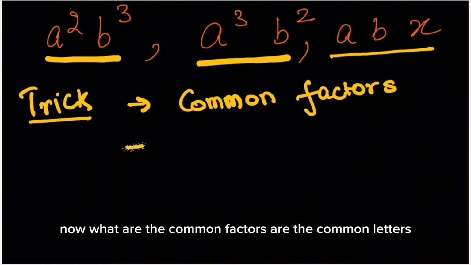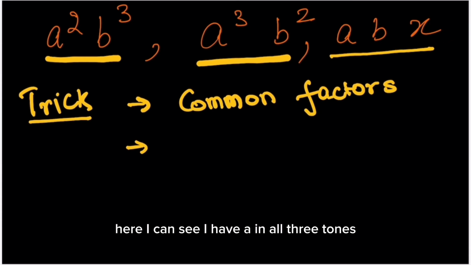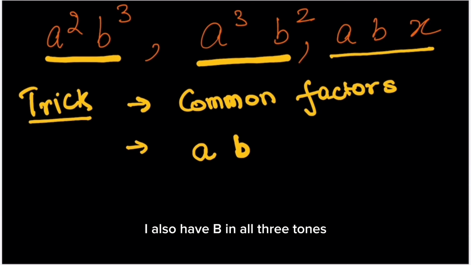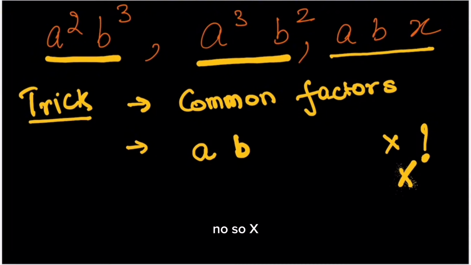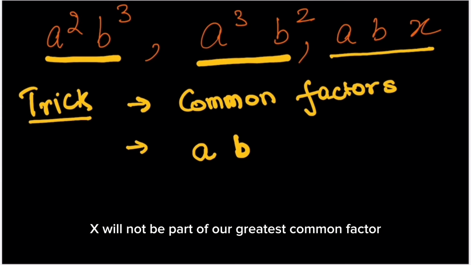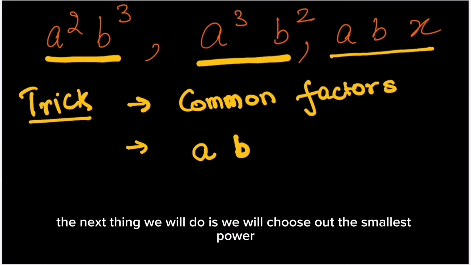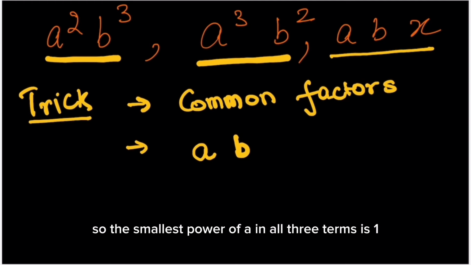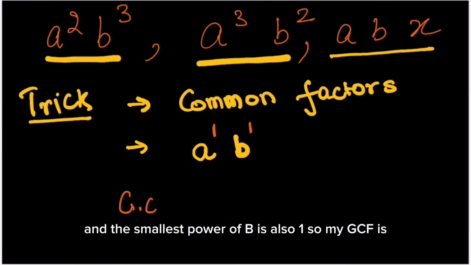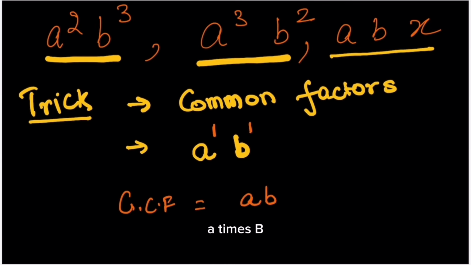Now what are our common letters here? I can see I have a in all three terms. I also have b in all three terms. Is x present in all three of them? No. So x will not be part of our greatest common factor. The next thing we will do is choose the smallest power. The smallest power of a in all three terms is 1 and the smallest power of b is also 1. So my GCF is a times b.